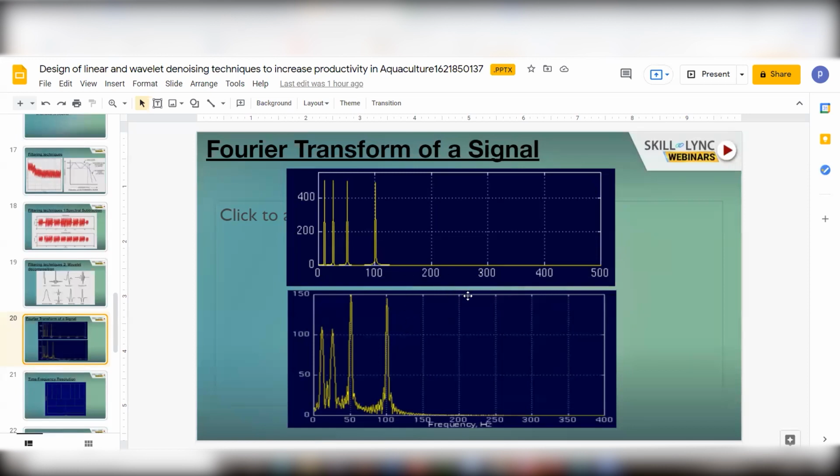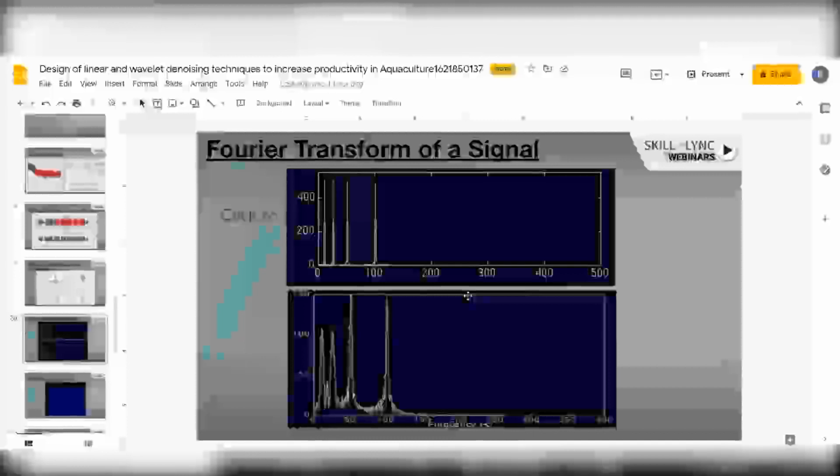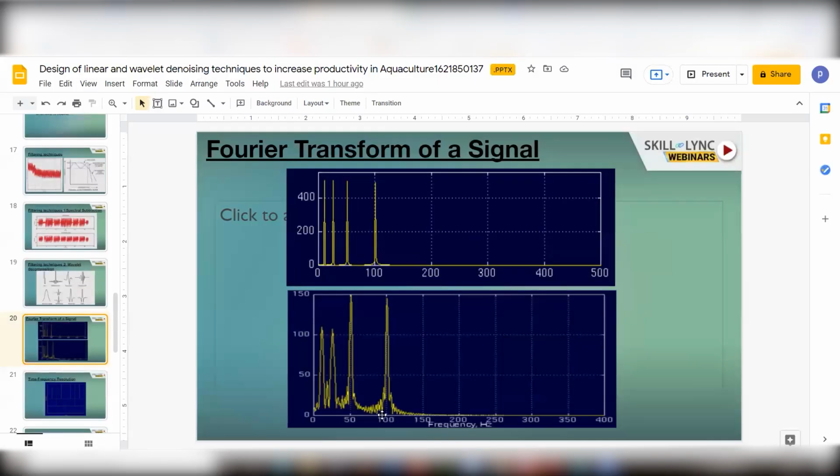So that is the important difference that we'll have to realize when we are applying wavelets to signal denoising versus normal frequency analysis techniques: this is a stationary signal, and this is a non-stationary signal. The difference is, in a stationary signal, these four frequency points, that is 100 hertz, then this might be 50 hertz, 25 hertz, 10 hertz.